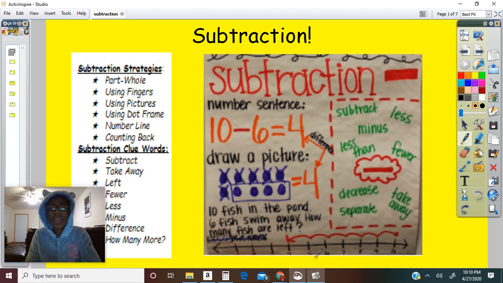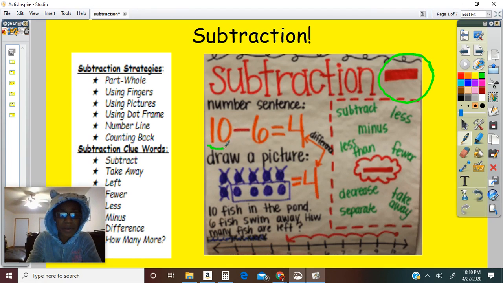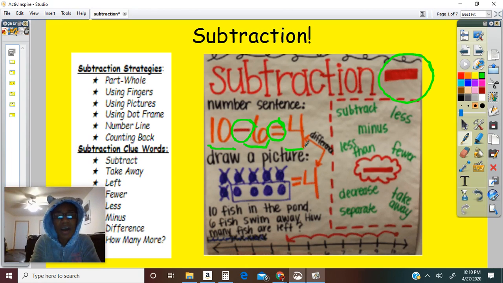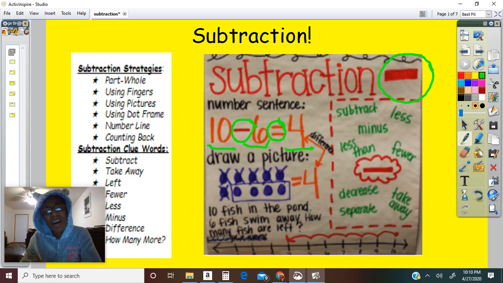Let's get started. Now we know with subtraction, we're going to need a sign that lets us know we're going to be subtracting. That sign is called a minus sign, and it looks a little something like this. Now, just like addition, we have number sentences for subtraction. Our subtraction number sentences look a little bit like this. A number minus another number equals our answer. Our answer is also called the difference.